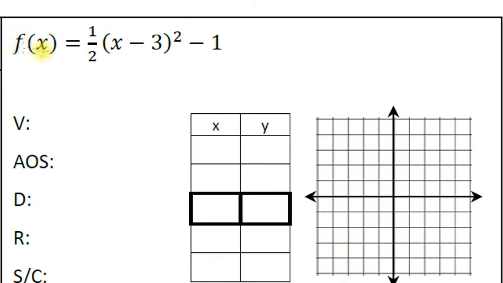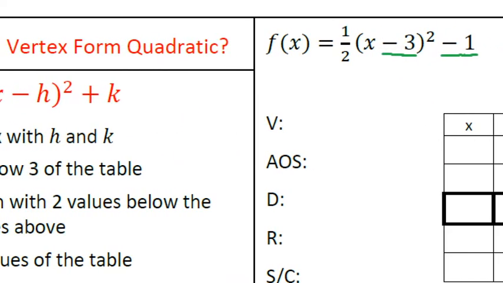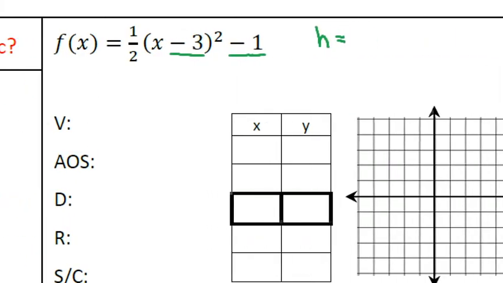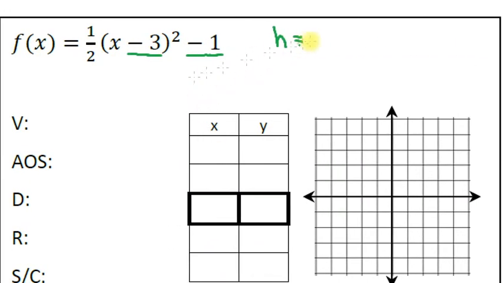Here's our function, f of x equals 1/2 times x minus 3 squared minus 1. Step number 1 was identify the vertex with h and k. Well, here's our h value. Here's our k value. So in this case, h is equal to, now remember when you pull out the h, the minus sign is part of the equation. Take a look. You can see it's x minus h. That means when you pull out h, you have to flip the sign. So in this case, h is 3.